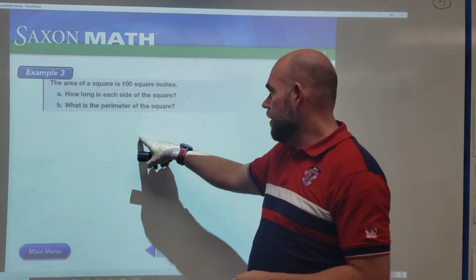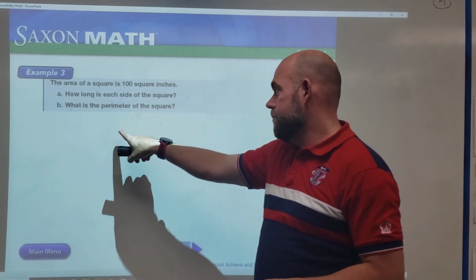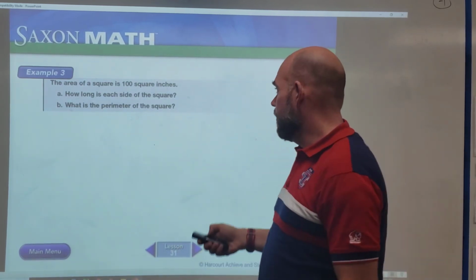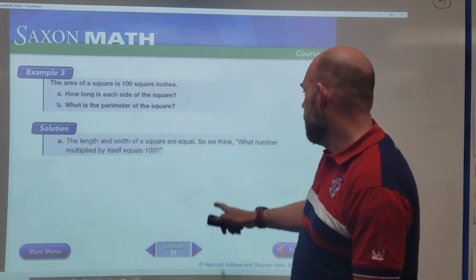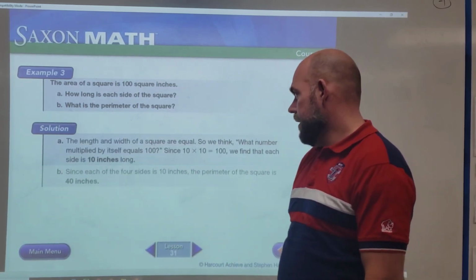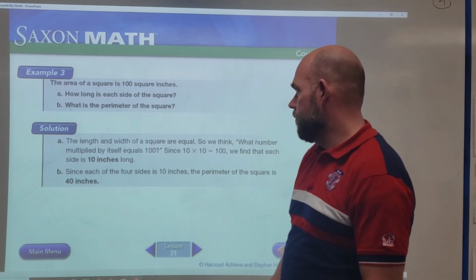What's the perimeter? Well, if a side is 10 and there's 4 sides in a square, then it'd just be 10 plus 10 plus 10 plus 10, which is 40, okay? So that's our perimeter. So what's the number that multiplied by itself is 100? 10, and then each of those added for the 4 sides is 40 inches.